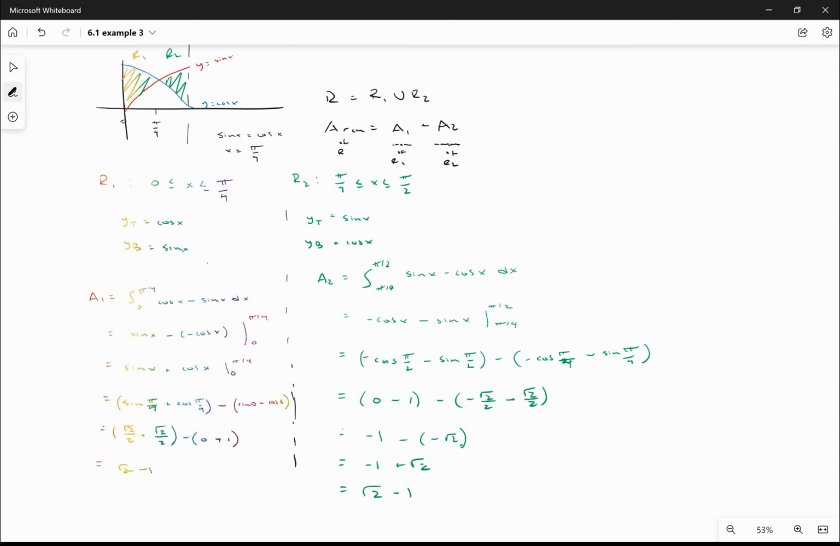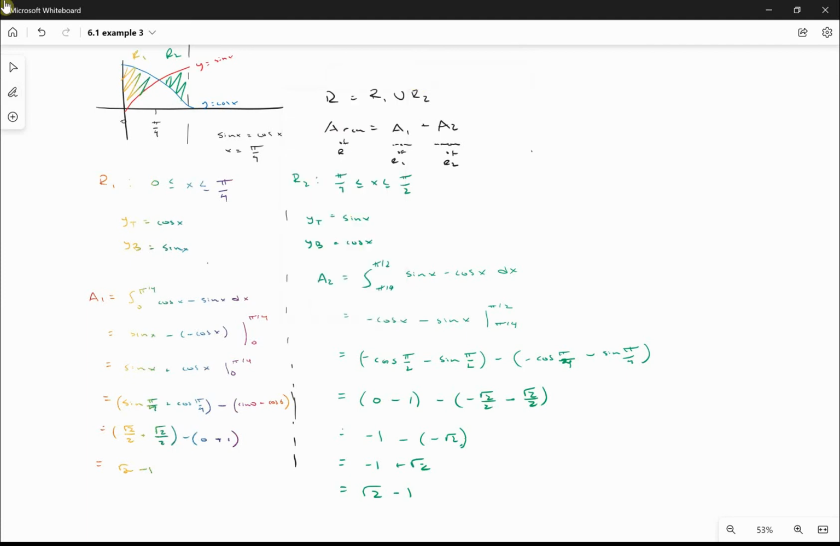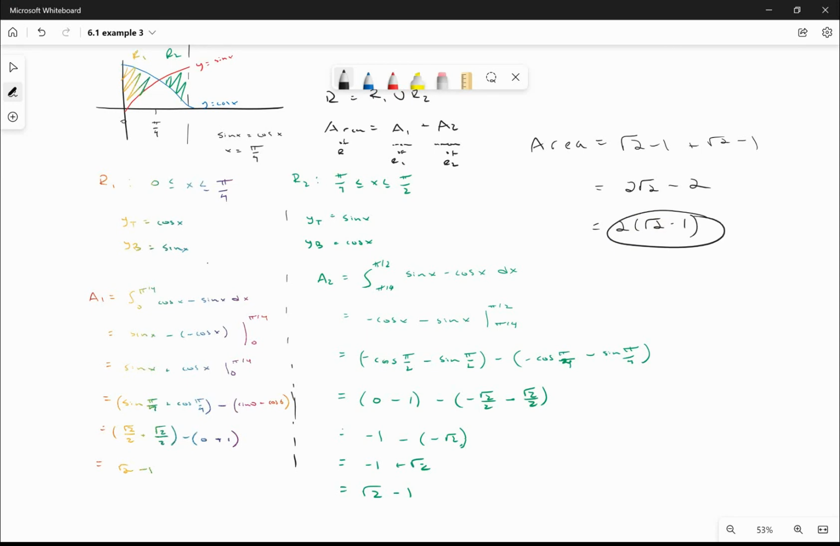But okay, so let's see, the area then is equal to A1 plus A2, so that's square root of 2 minus 1 plus square root 2 minus 1, which is 2 square root 2 minus 2, or 2 times square root 2 minus 1. So that's our area. And just as a sanity check, is the area positive? Well, square root of 2 is greater than 1, so yeah, that is going to be positive. So, okay.